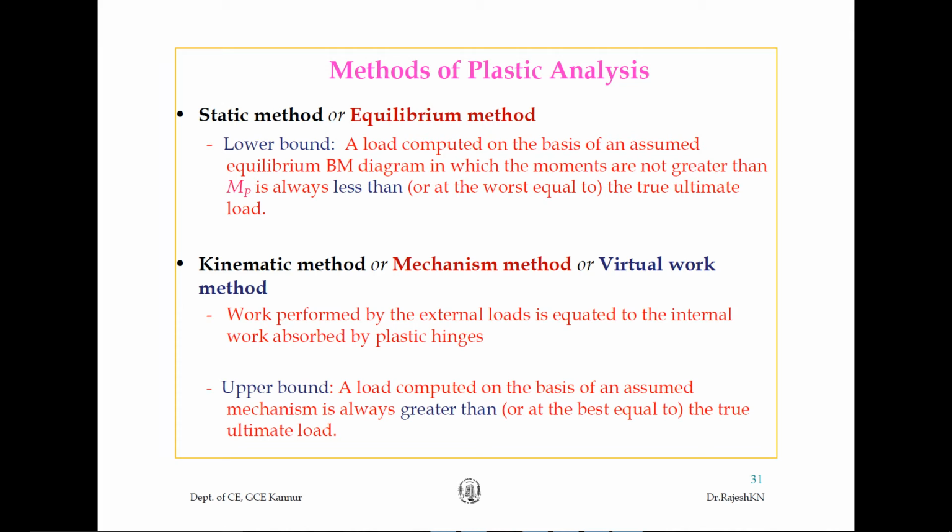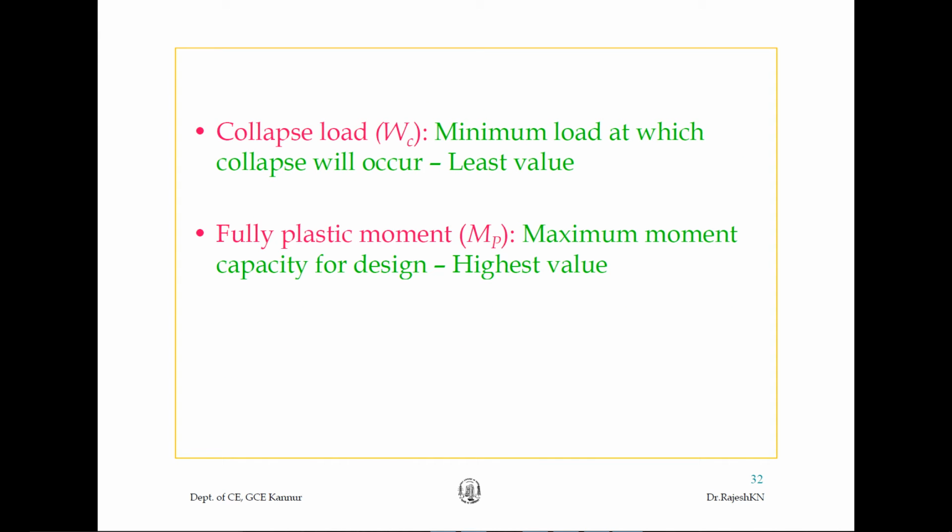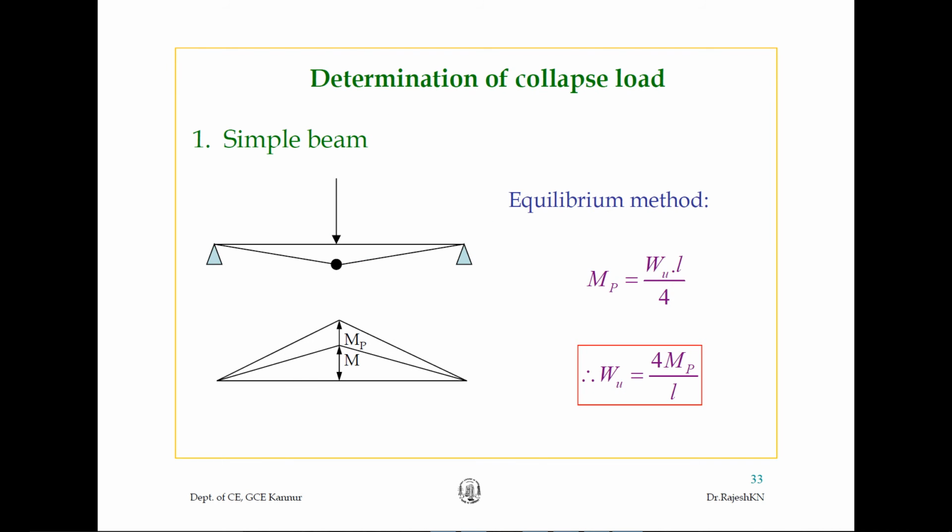Now there are some methods of plastic analysis: the static method or equilibrium method, and the kinematic method or mechanism method, the virtual work method. The static method is known as the lower bound method. A load computed on the basis of an assumed equilibrium bending moment diagram, in which the moments are not greater than MP, is always less than the true ultimate load. Similarly, the kinematic method or virtual work method is the upper bound method. Collapse load is WC and fully plastic moment is MP.